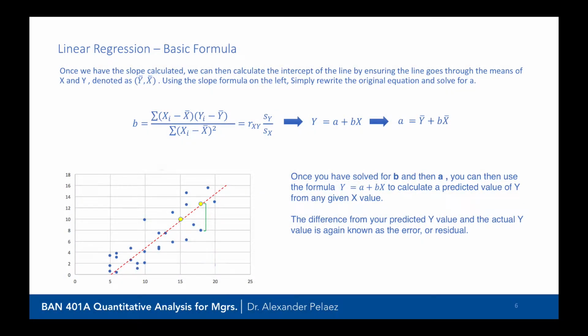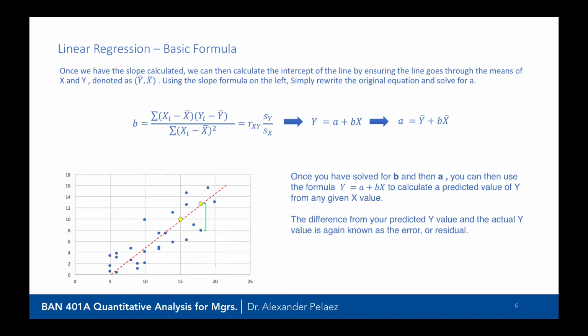So once we have the slope calculated, we can then calculate the intercept of the line by ensuring the line goes through the means of x and y, denoted as y bar and x bar. So using the slope formula on the left, we can simply rewrite the original equation and solve for a. A therefore is equal to the mean of y plus b times the mean of x. And since we calculated b already, we'll be able to calculate what a is.